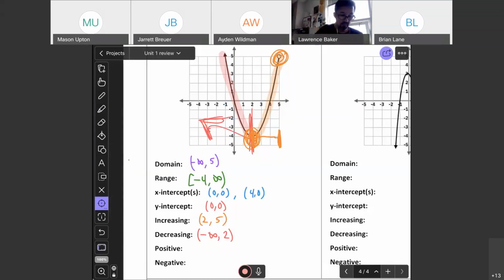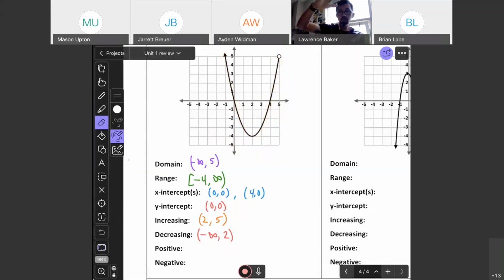And then we go to positive, negative. Again, positive means above the x-axis, negative means below the x-axis. That's an up and down thought, but we have to talk left to right. What x values are making it go above the x-axis? What x values are making it go below the x-axis? So where is it above the x-axis? Where is it below the x-axis? What interval?